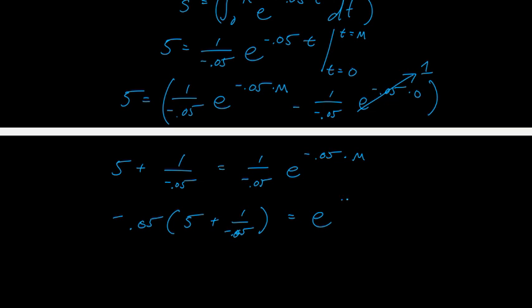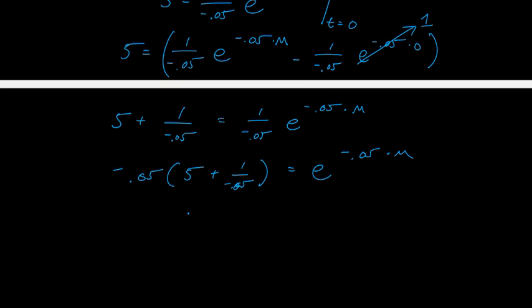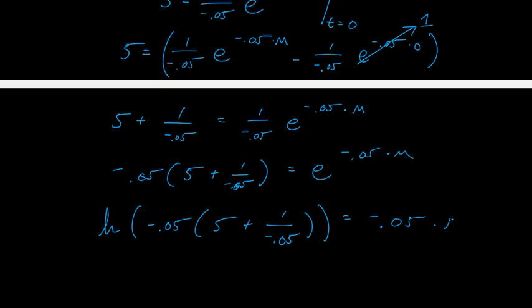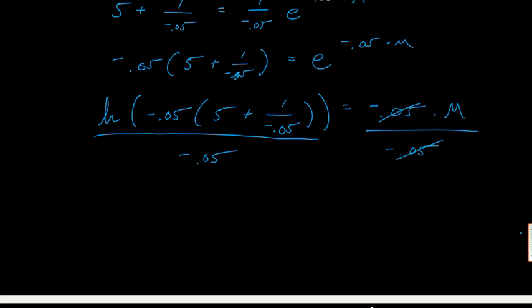And now this side, I'm just left with my e. So now taking the ln, we'll drop that down. So I'll have the ln of negative 0.05 times 5 plus 1 divided by negative 0.05 equals negative 0.05 times m. Now dividing each side by negative 0.05 will give me my value of m in this case, which if you actually went and typed that into your calculator, you would get m is equal to about 5.75 years.